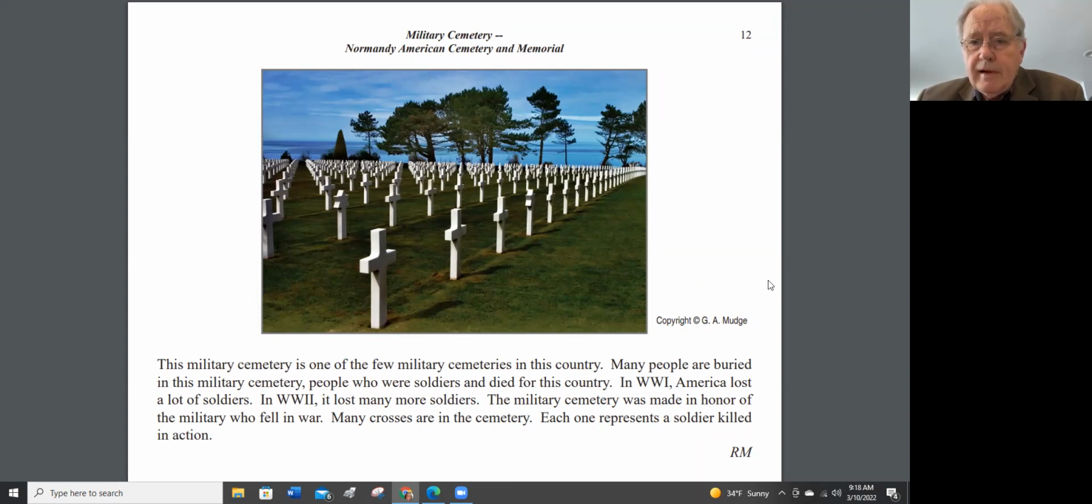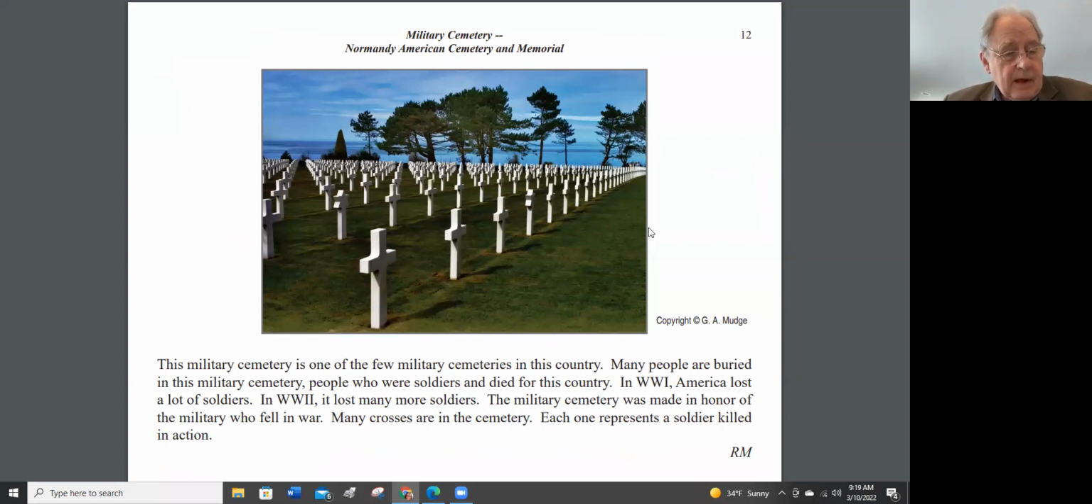And the story is evocative. This military cemetery is one of the few military cemeteries in this country. Many people are buried in this military cemetery. People who were soldiers and died for this country. In World War I, America lost a lot of soldiers. In World War II, it lost many more soldiers. The military cemetery was made in honor of the military who fell in war. Many crosses are in the cemetery. Each one represents a soldier killed in action. Again, a demonstration of the visual stimulating a verbal skill.